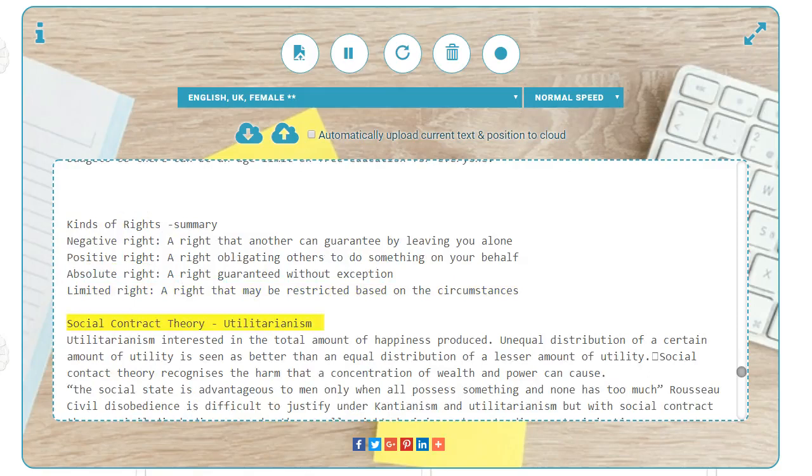Social contract theory and utilitarianism. Utilitarianism is interested in the total amount of happiness produced. An unequal distribution of a certain amount of utility is seen as better than an equal distribution of a lesser amount of utility. Social contract theory recognizes the harm that a concentration of wealth and power can cause. The social state is advantageous to men only when all possess something and none has too much. Rousseau. Civil disobedience is difficult to justify under Kantianism and utilitarianism, but with social contract theory, civil disobedience can be the morally right decision when standing up to injustices.